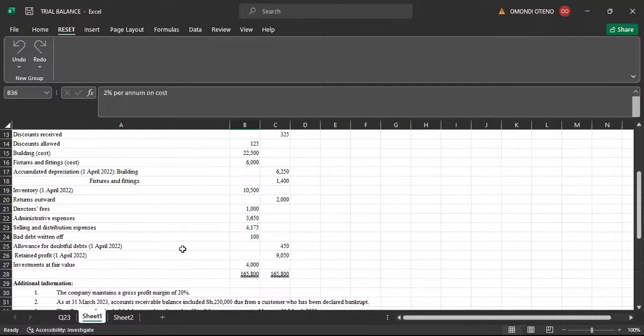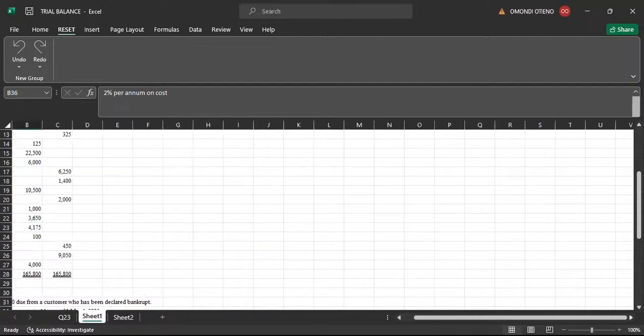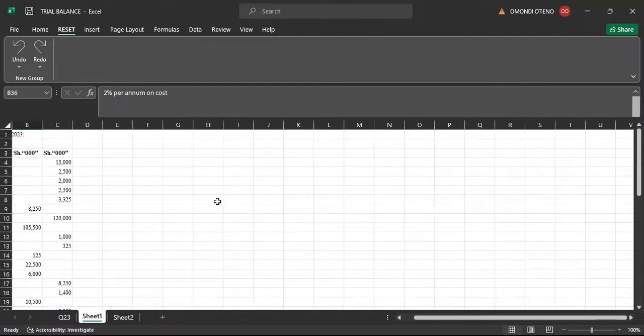So the inventory, the closing inventory, how do we get closing inventory? Which account are we going to prepare for us to be able to get the closing inventory?